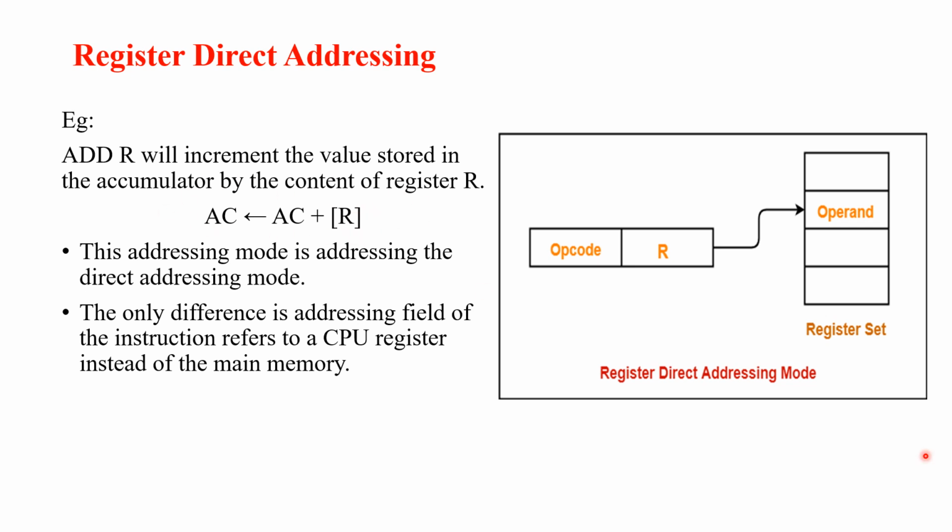This addressing mode is closely related to direct addressing mode. The key difference lies in how the operand is accessed. While direct addressing refers to a location in the main memory, here the address field of the instruction points directly to a CPU register. By utilizing registers for operands, we achieve faster execution because accessing data from a register is significantly quicker than fetching it from memory. This results in efficient calculations and improved performance for the processor.